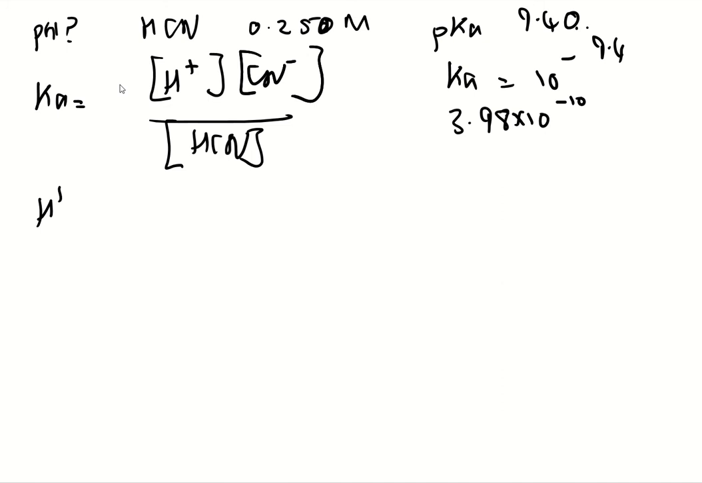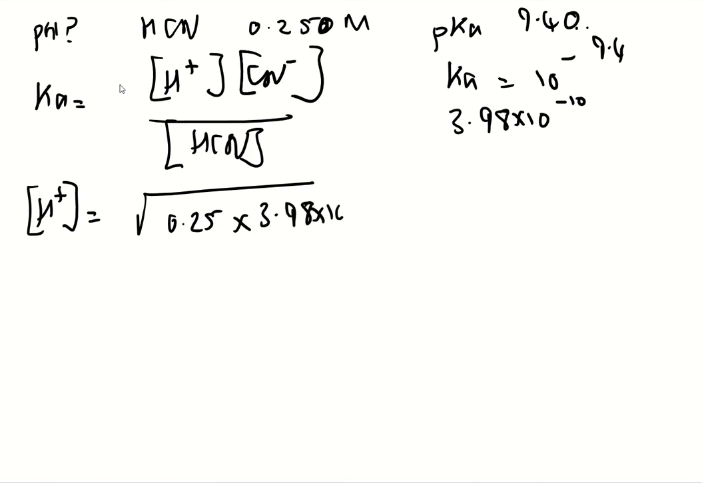We rearrange our equation. H plus equals the square root of 0.25 multiplied by 3.98 times 10 to the minus 10. That gives us our H plus ion concentration, which we will of course minus the log of, and that gives us a pH of 5.00. So there you go.